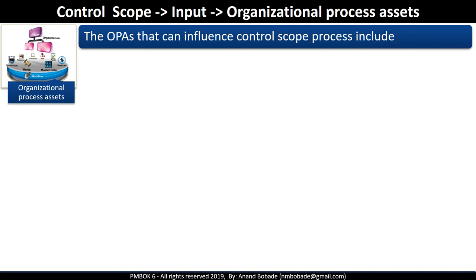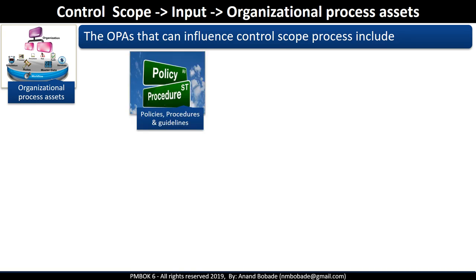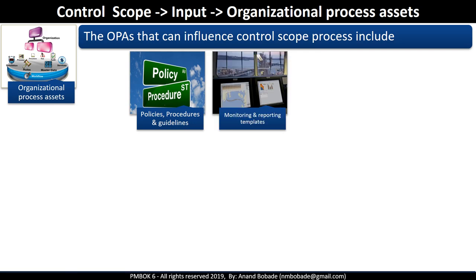Organizational process assets. Now, what are the OPAs that can influence the control scope process? It includes the existing policies, procedures, and guidelines to control the scope, and the templates and reporting methods to be used for monitoring the scope.